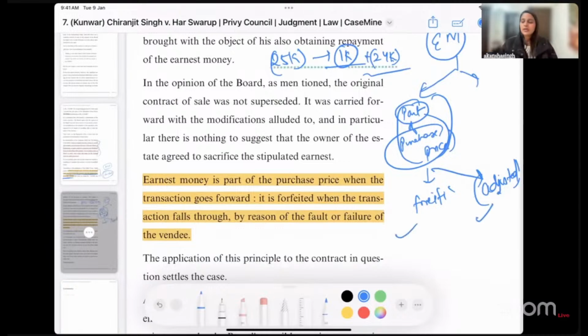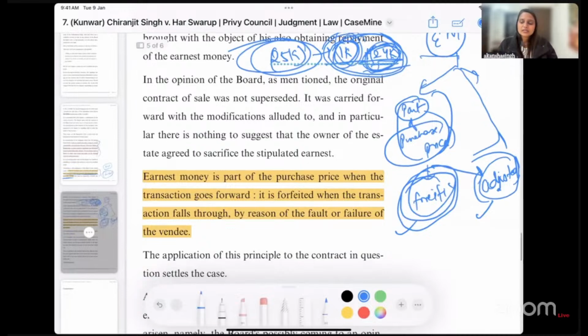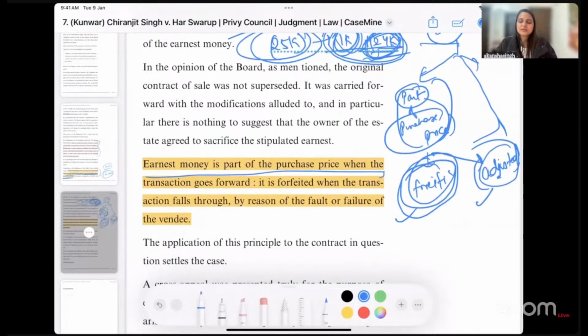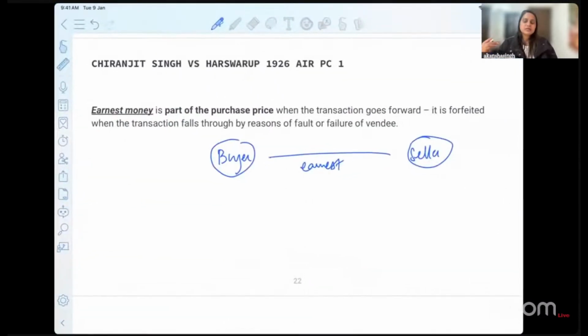Both are yes. If I do not really give you 24,000, you can actually forfeit my earnest money. And if I give you this 24,000, you will have to adjust this 1,000 of earnest money in the purchase price. I will not later give you 25,000. I'm giving you this as earnest money that has to be adjusted with the purchase price later. So that is why it says earnest money is part of purchase price. When the transaction goes forward, it becomes part of the purchase price. When the transaction falls through, it is forfeited, and accordingly, you will not be entitled to claim compensation or say, return my earnest money to me.